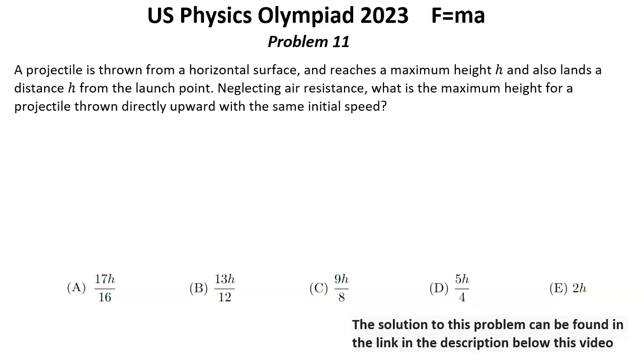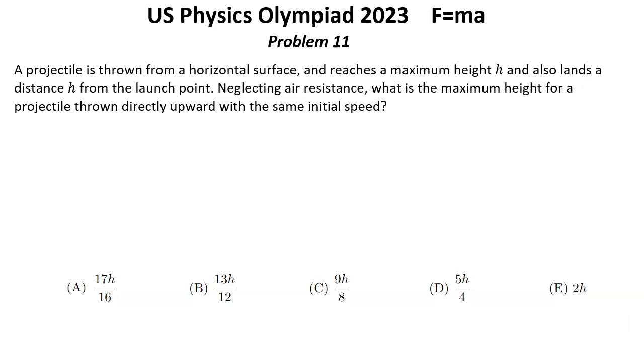Problem number 11. A projectile is thrown from a horizontal surface and reaches a maximum height h, and also lands a distance h from the launch point. Neglecting air resistance, what is the maximum height for a projectile thrown directly upward with the same initial speed?